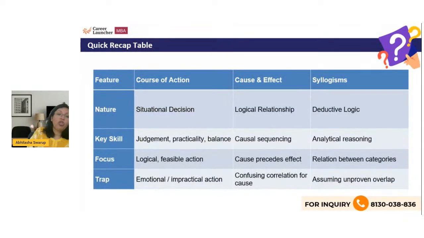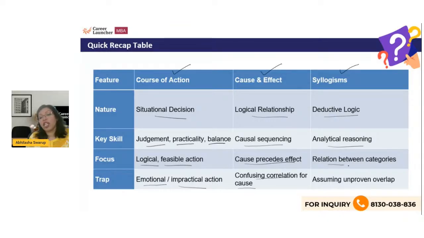Okay, so remember your 3 types of questions: course of action, cause effect, and syllogisms. For course of action, remember situational decisions, judgment, practicality, balance. The action has to be logical, feasible. Remember not to go for any emotional or impractical actions. Cause effect, looking for logical relationships. There has to be causal sequencing. Cause will precede effect. Don't confuse correlation for causation. And syllogisms, deductive logic. So this is analytical reasoning. You are looking at relations between categories and assuming unproven overlap is the trap for you.